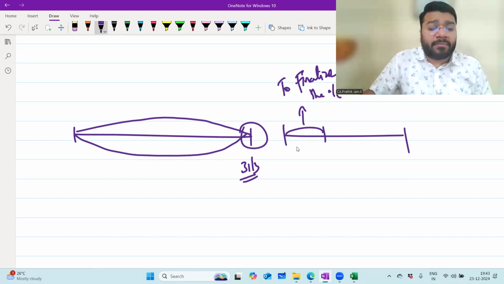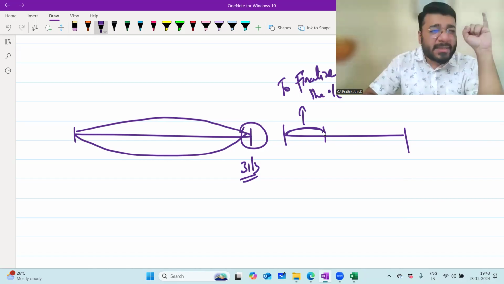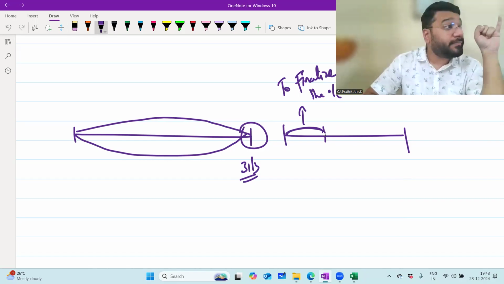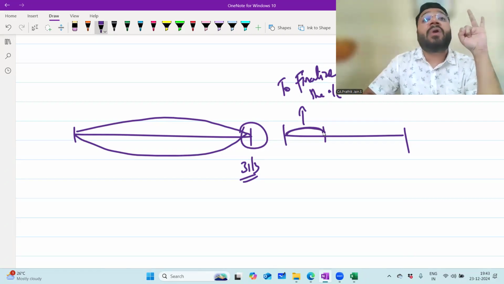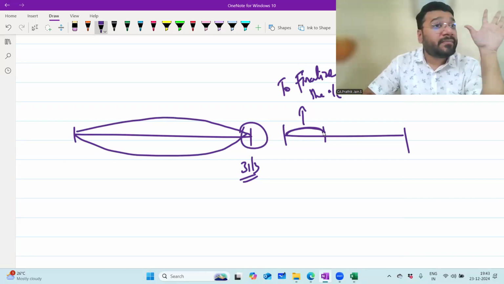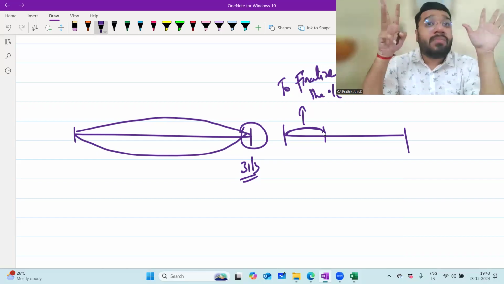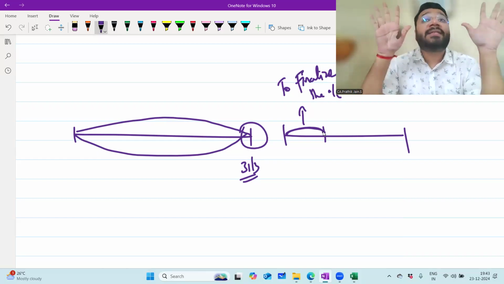So during this period, you will do the adjusting entries. Adjusting entries for what? Adjusting entries for closing capital. Sorry, adjusting entries for closing inventory, closing stock. Adjusting entries for outstanding expenses, prepaid expenses, accrued income, unearned income. Adjustment entries for interest on capital, interest on drawing, interest on loan by partner, interest on loan to partner, depreciation.